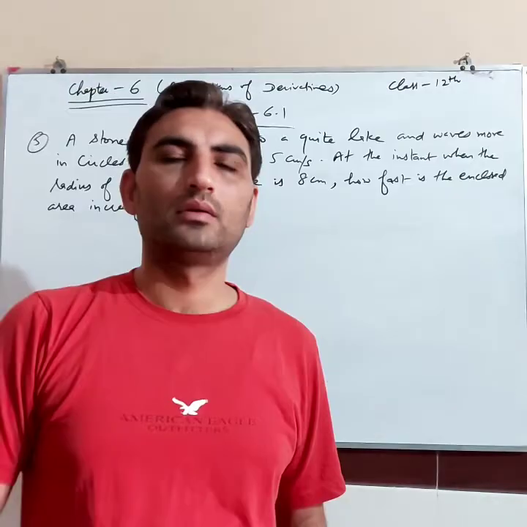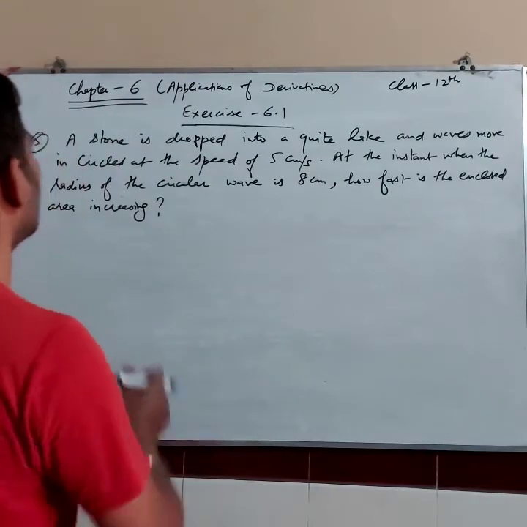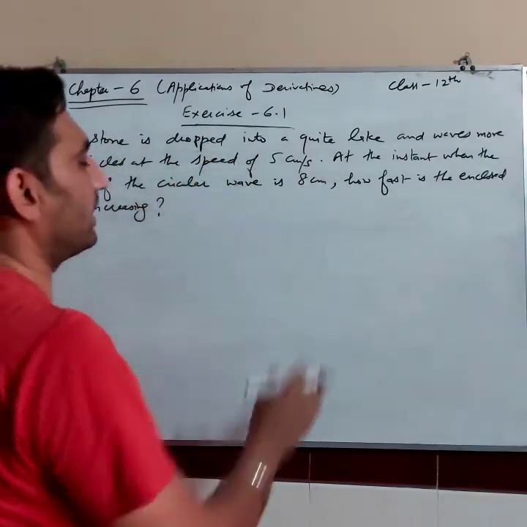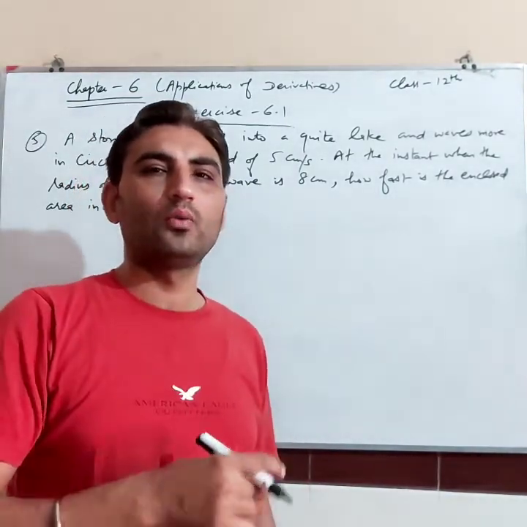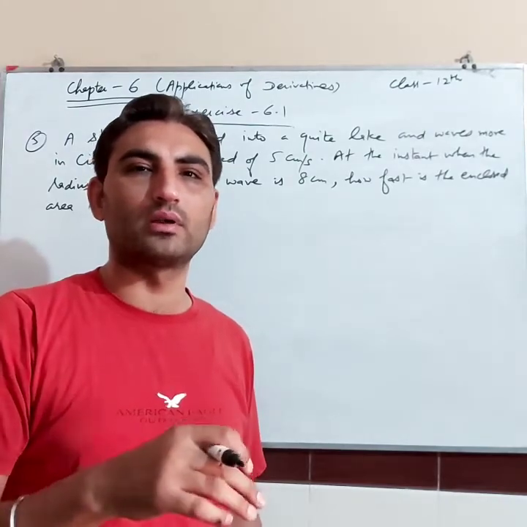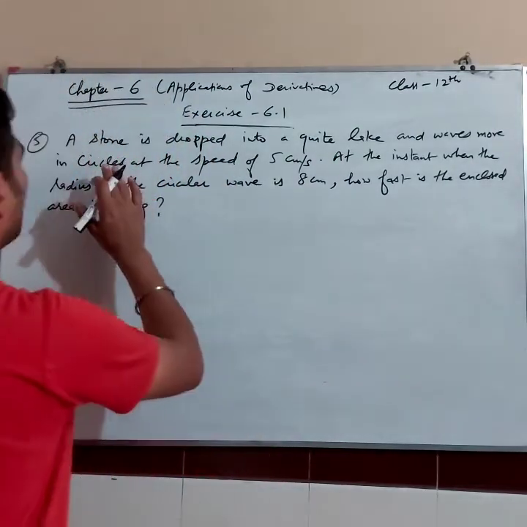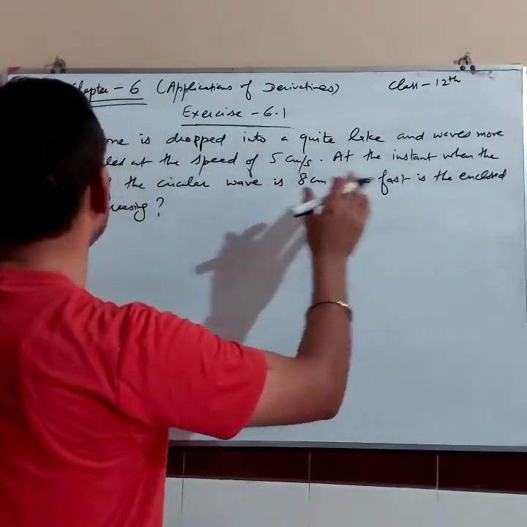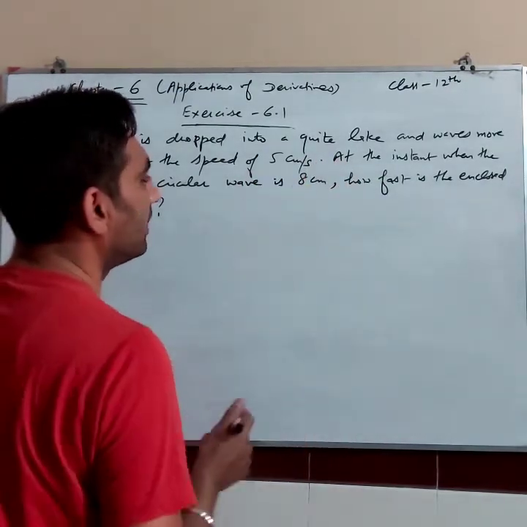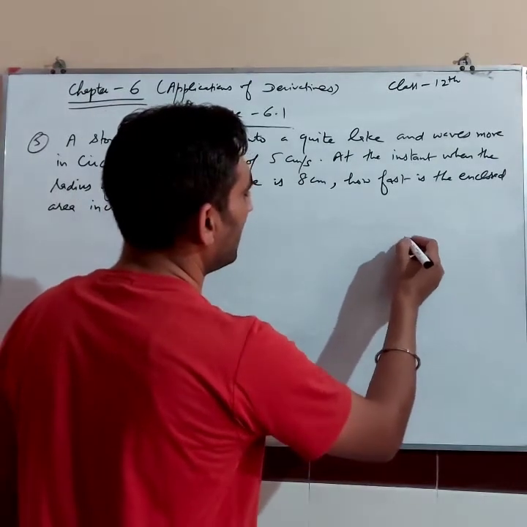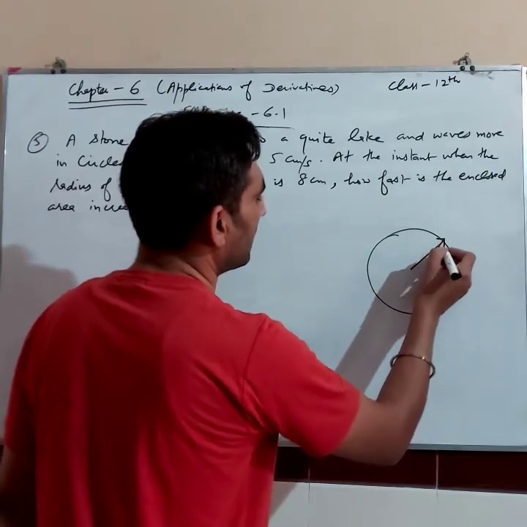See what is given next. Here is our question number 5, which is another new type of question. A stone is dropped into a quiet lake. When still water is there, if you throw a stone there, what will you see? You will see water waves moving in circular motion, and they move in the form of circles outwards. They have given that a stone is dropped into a quiet lake and the waves move in circles at the speed of 5 centimeter per second. What do you mean by moving at the speed of 5 centimeter per second? Means they are moving away from that place where you dropped the stone.